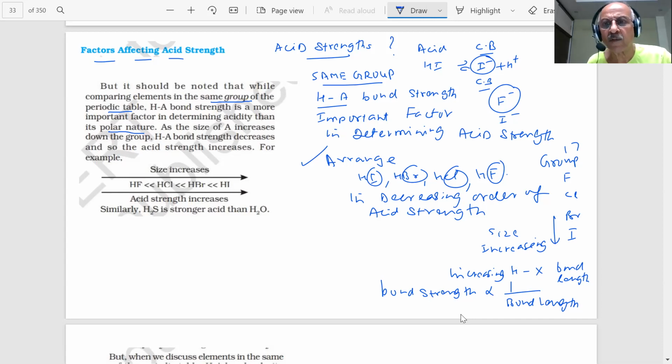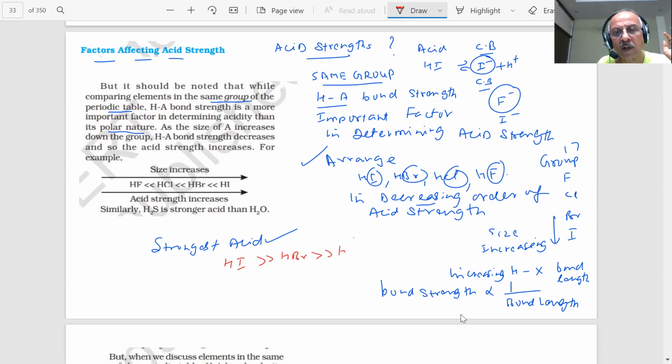Therefore, what is the order we are getting? In decreasing order, which is the strongest acid? This question has been asked so many times. Which is the strongest acid of all these? HI will be. A very important question repeatedly asked in papers. HI is stronger than HBr, and HBr is stronger than HCl, which is stronger than HF. See the order.